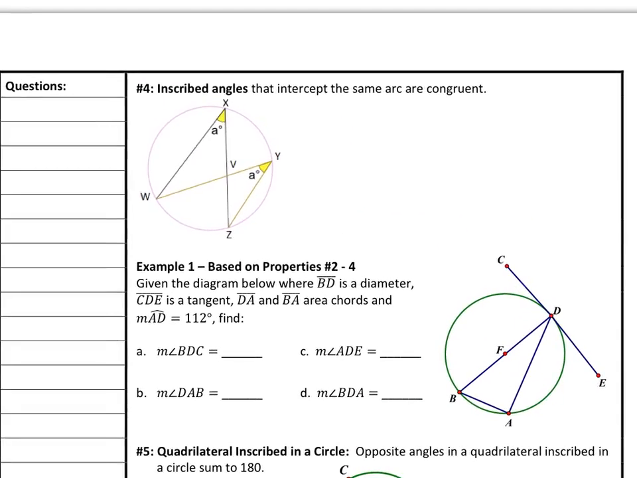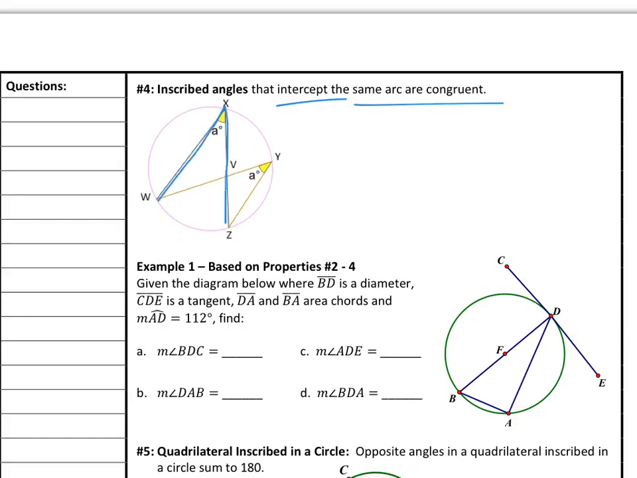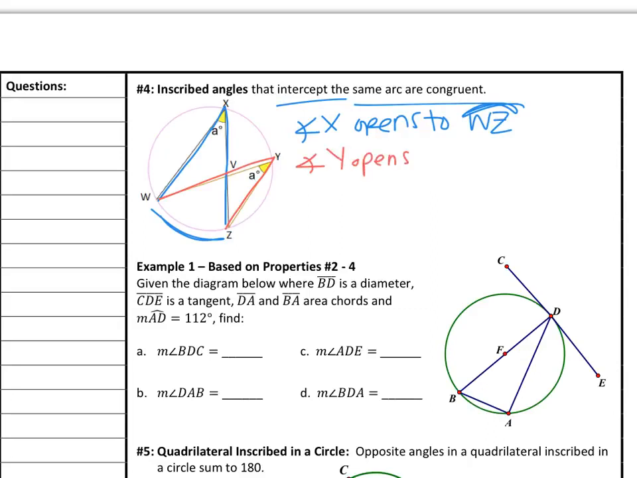So we got one more property, and then we'll see an example based on those last 3 properties. Inscribed angles that intercept the same arc are congruent. So we're saying if I have this inscribed angle X, it opens to arc WZ. And angle Y opens up to WZ again. So if these two angles open to the same arc, then angle X must be congruent to angle Y.